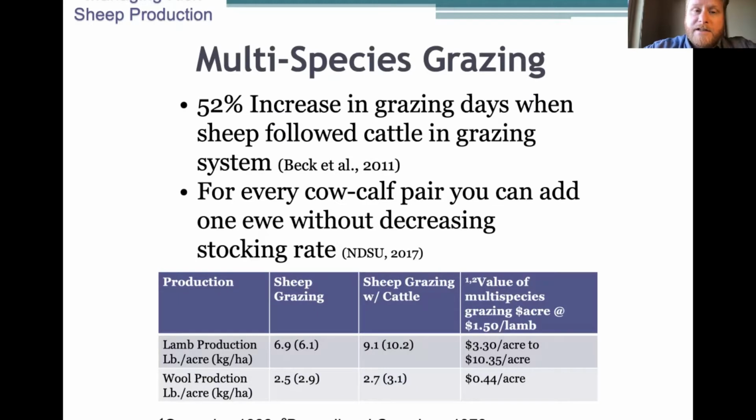Specifically, one of the benefits of multi-species grazing cattle and sheep is the resultant increase in grazing days when sheep followed cattle in a grazing system. Research has shown that lamb production per acre when grazed with cattle and wool production per acre when grazed with cattle has resulted in economic benefit to an enterprise.